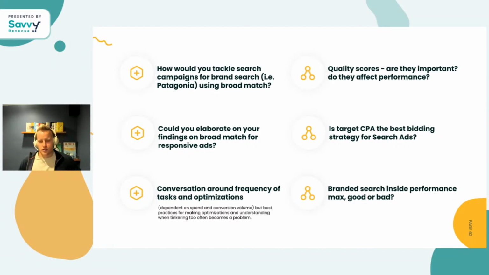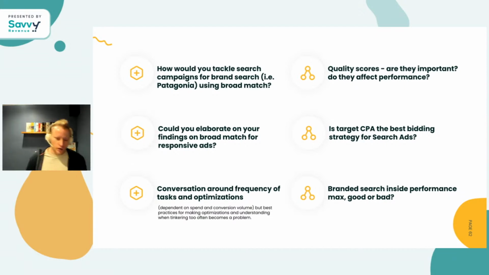Is target CPA the best bidding strategy for search ads? If the question is whether smart bidding is the best bidding strategy, then yes. Target CPA is not, in my opinion. It depends. For some with low volume, target CPA seems to work better than target ROAS just because there's less volatility, so it's more stable. But overall, you want to take into account if there's a higher AOV for one category over another, and you can't do that with target CPA.